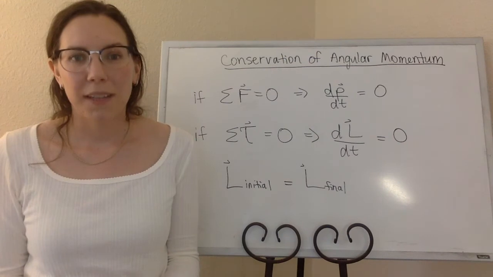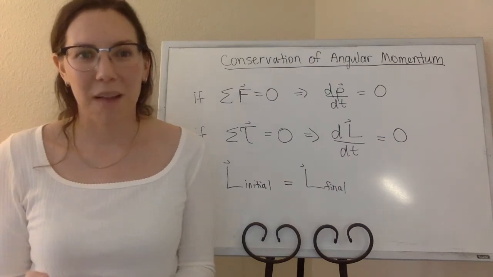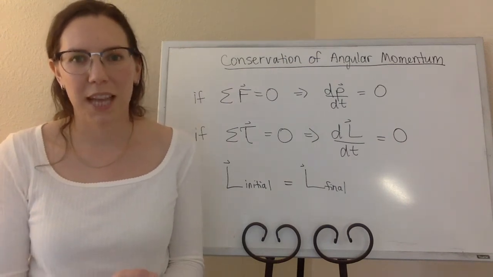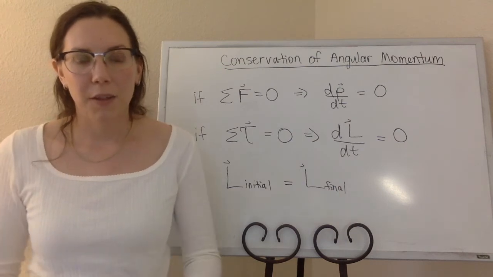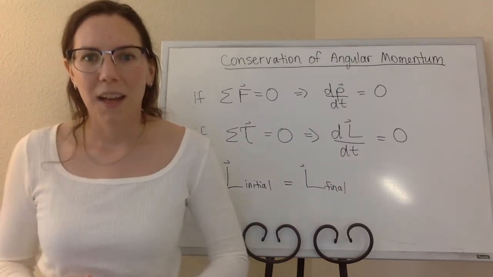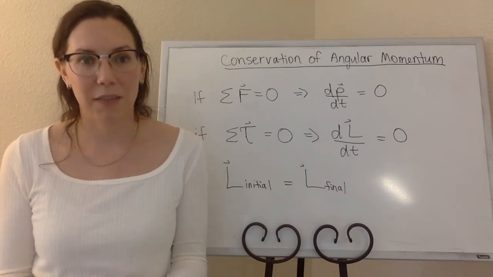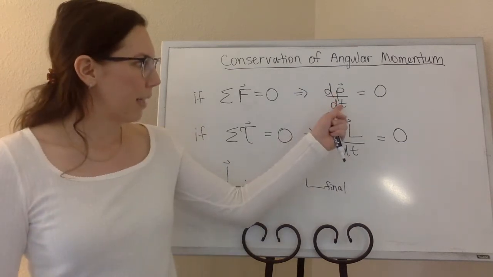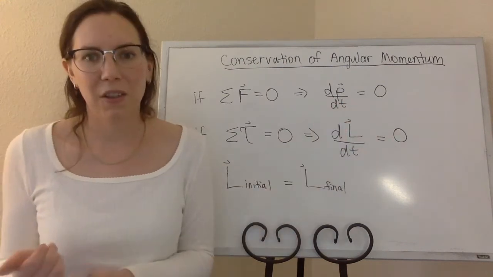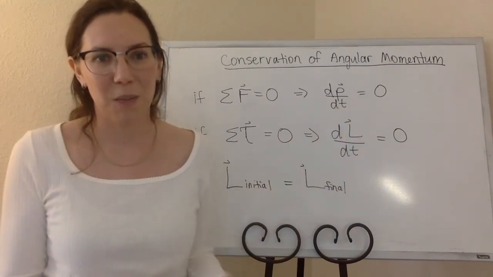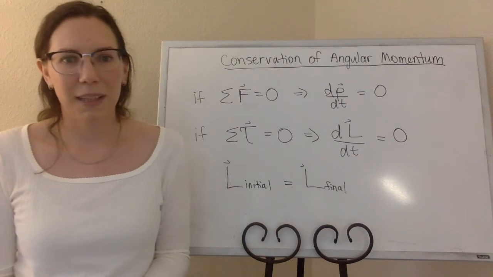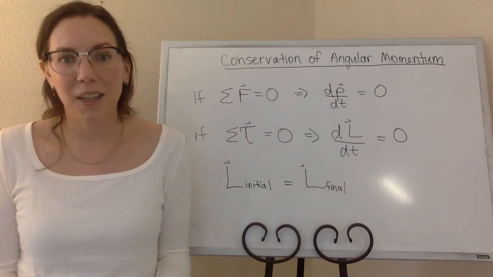Okay, so before we saw a very important relationship with regard to the net external force and momentum. If the net external force acting on a system is 0, then we can say that the total momentum of the system is conserved. So that means dp/dt equals 0, and we have initial linear momentum equals final linear momentum. We can say a similar relationship for the net torque and the angular momentum.